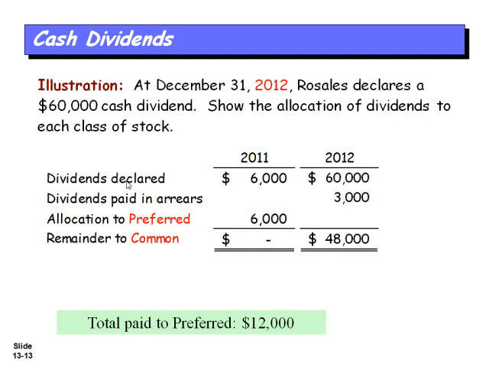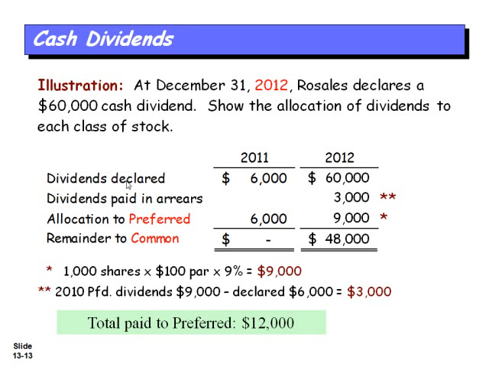All right, so here we go. Let's fill this out. So here we have 2011. We declared 6,000 and we were able to pay it. In 2012, the company declared 60,000. So they're going to pay the 3,000 that was in arrears to the preferred shareholders, and they're also going to pay the current year 9,000. This leaves 48,000 for the common shareholders.